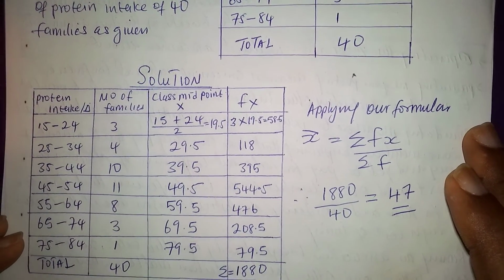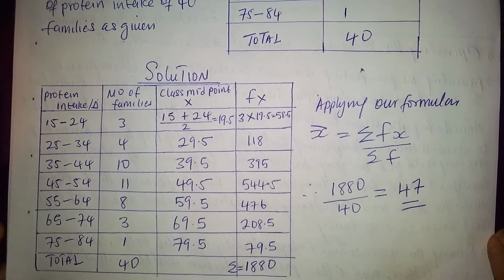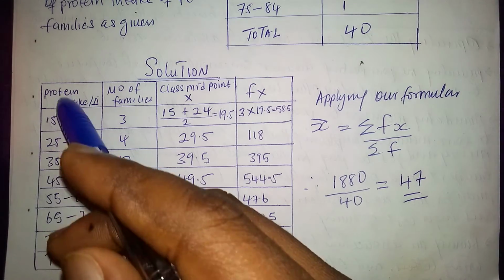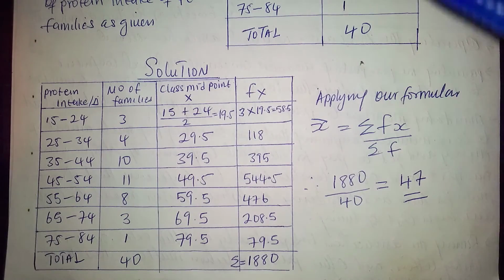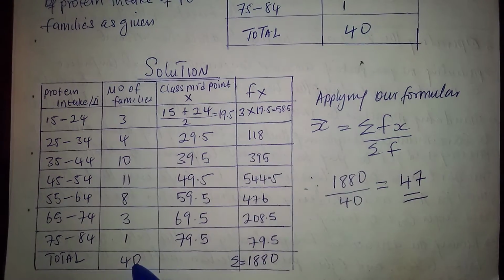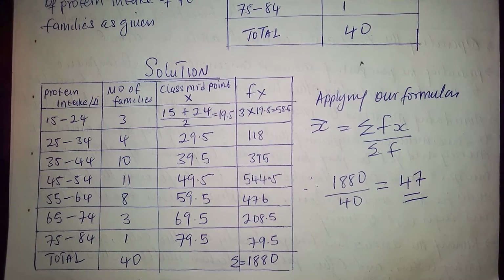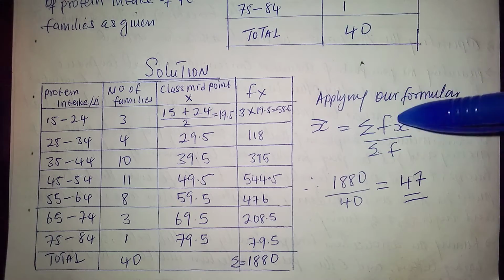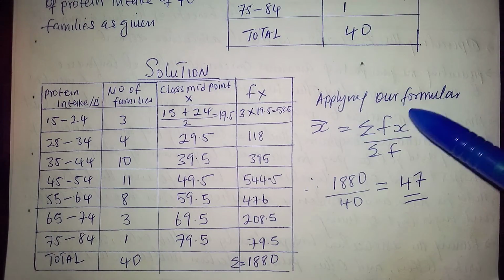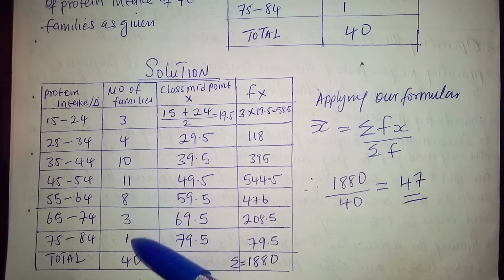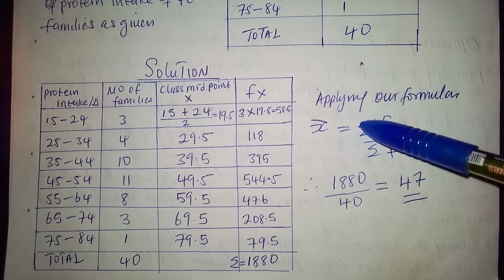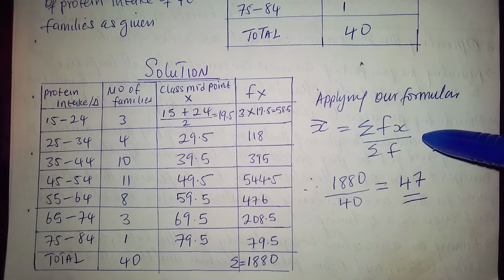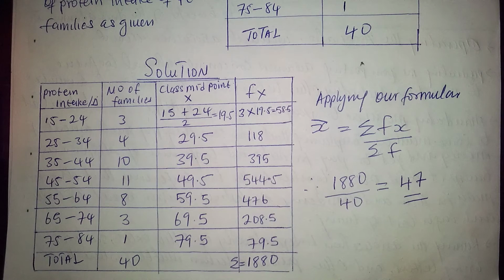Now, this is how it's solved. You draw your own box, write out the class boundaries, or the protein intake as it's given here, and their frequencies, and the sum is already given as 40. Now you calculate what is known as the class midpoint. That's the x in this formula, because they already gave us the frequencies. You need to calculate this x, then you sum it up and divide by the total of the frequency. So you need to calculate this x, known as the class midpoint.